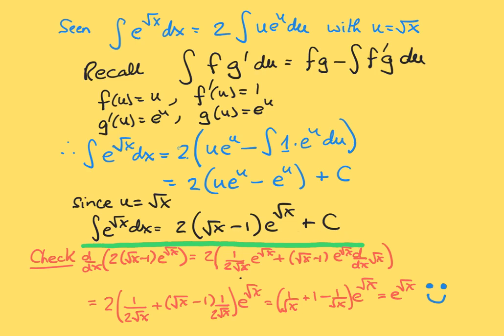A really good habit to have is to check this by differentiating our answer and seeing if it gets back to this. So what we're doing by doing this is we're also becoming very good at differentiation. So we're going to differentiate this. We're going to need, therefore, the product rule.